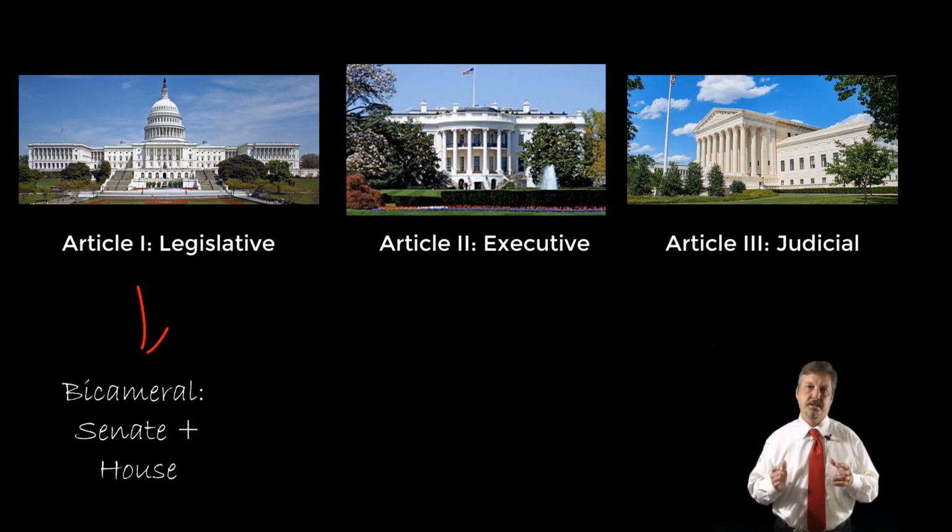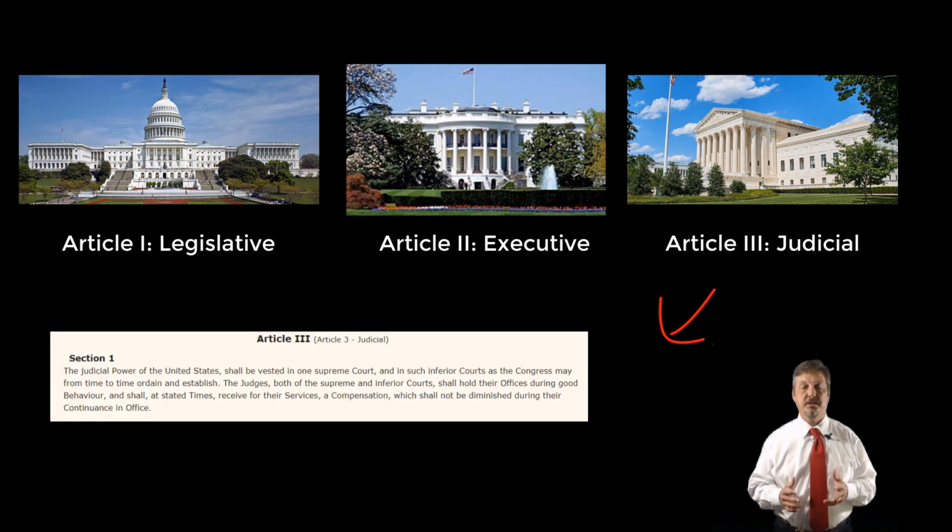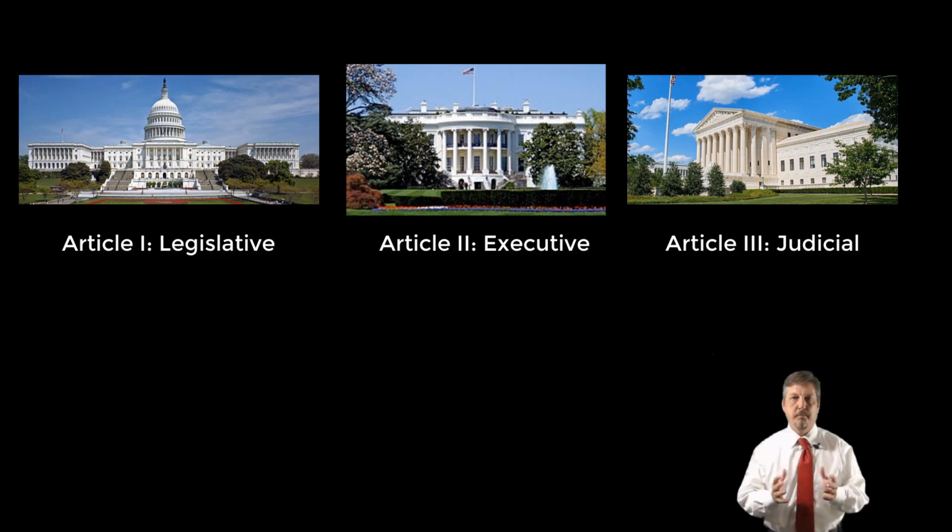Notice also that Article 1 established a bicameral legislature with enumerated powers comprised of a Senate and a House of Representatives, that Article 2 vests the executive power in a president, and that Article 3 vests the judicial power in one Supreme Court and such inferior courts as the Congress may from time to time ordain and establish. We'll come back to many details of these articles as we work through this semester.